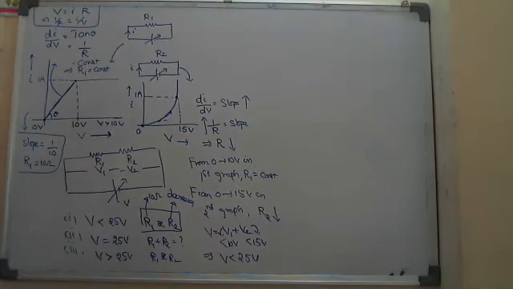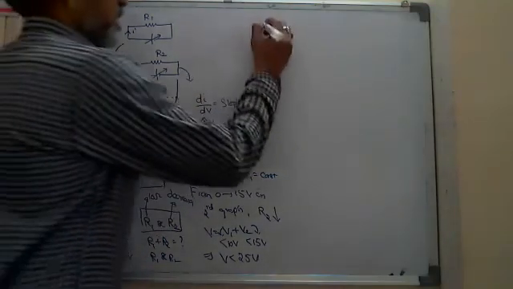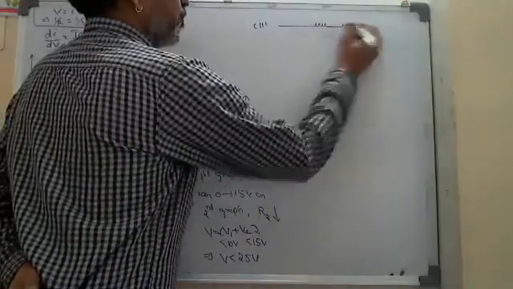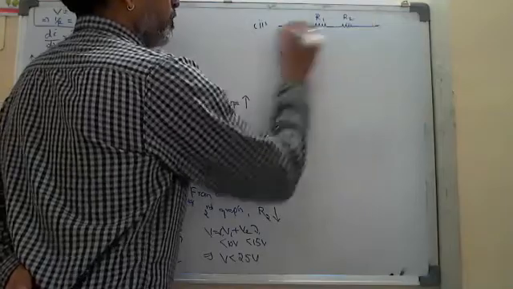And I think the second one is very easy. Okay, if V is 25 volts, there you have to understand now. For the second question, these two, R1 and R2, are in series.